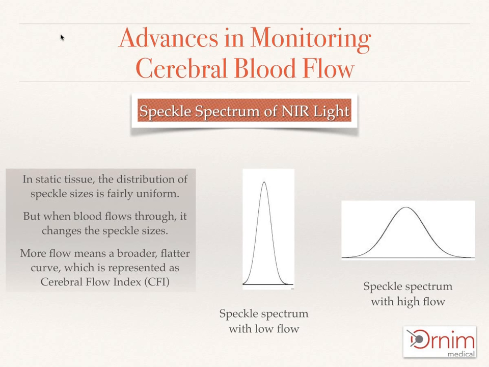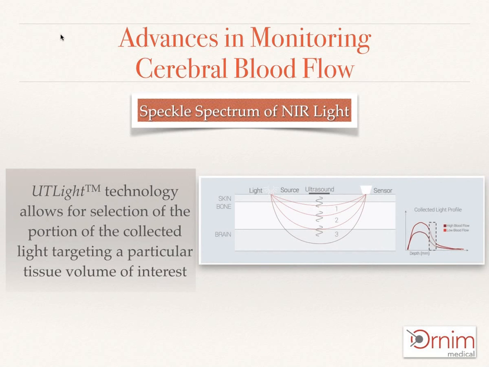Blood flowing through the cortex takes photons out of plane. It also disturbs the photons that are arriving back at our sensor even more, so that we get a broader distribution of speckle sizes. This is represented in the curve on the right. The speckle spectrum you see here is with a high flow situation. So the peak amplitude drops, the base widens. So essentially, more flow means a broader, flatter curve, which is represented as what we call the cerebral flow index. The cerebral flow index is our way of representing flow.